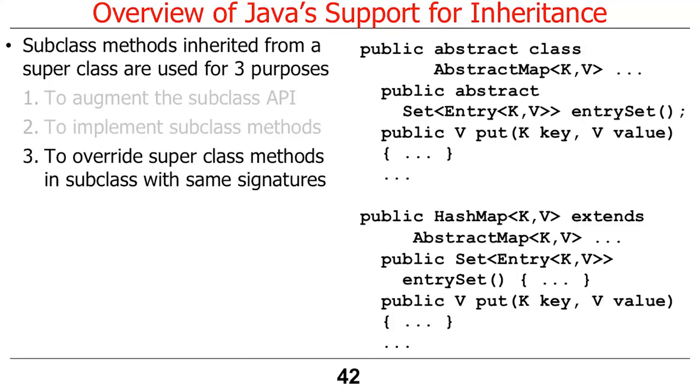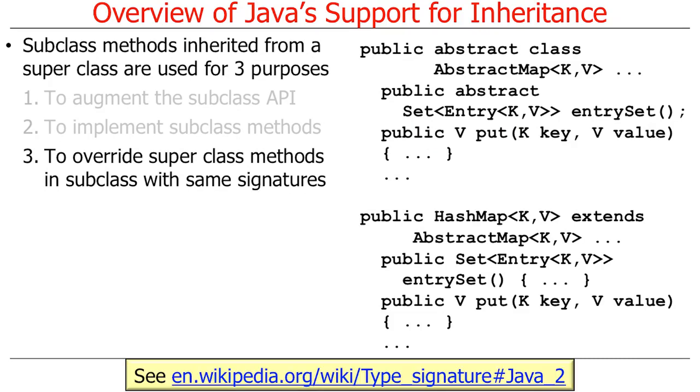The third, and arguably the most important purpose of inheritance, is to override superclass methods in the subclass that have the same signatures. In Java, method signatures are considered the same if the method names are the same and the number and types of method parameters are also the same.